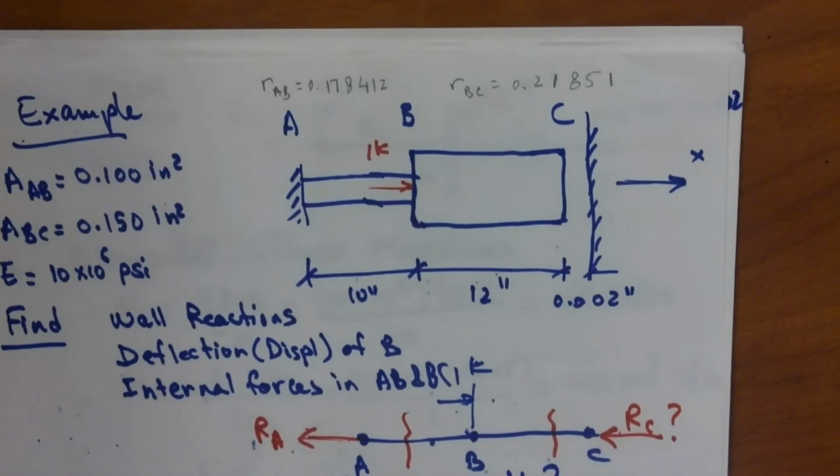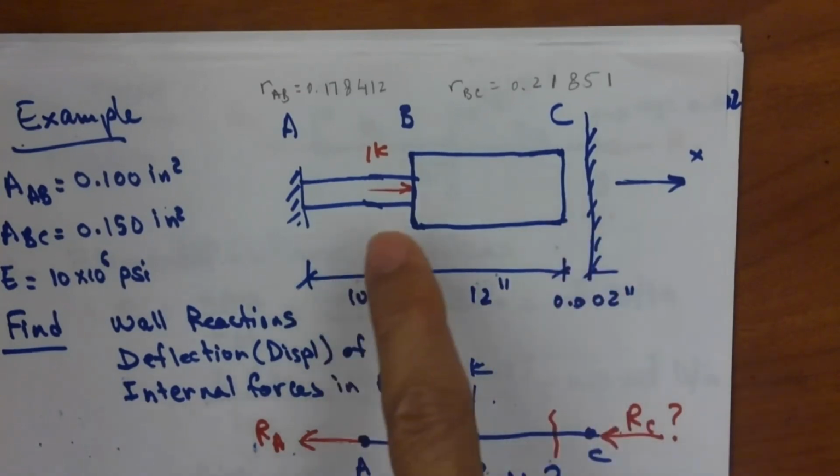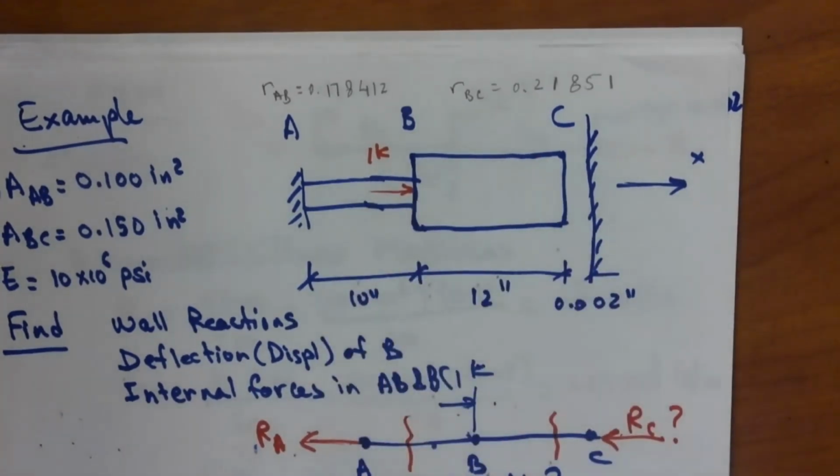So the question becomes, what is it that we're looking for? We're looking for wall reactions, the reaction at A and the reaction at C. We are looking for how much point B is going to move. We are looking for, when we did this earlier, we said we're going to look at the forces in the member AB and BC. We're really doing that so we can find the stresses within AB and BC. And just to remind you, we found that AB was in tension and BC was in compression. We still want to do the same using solid elements. So let's get started here.